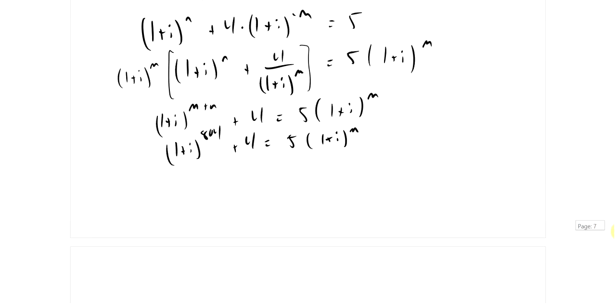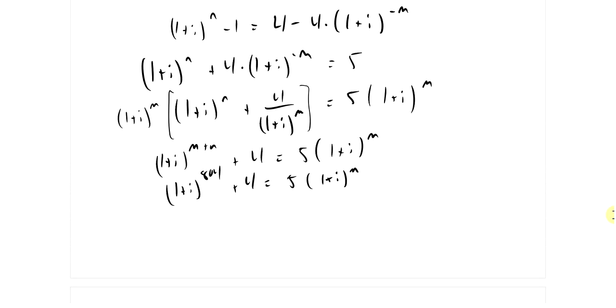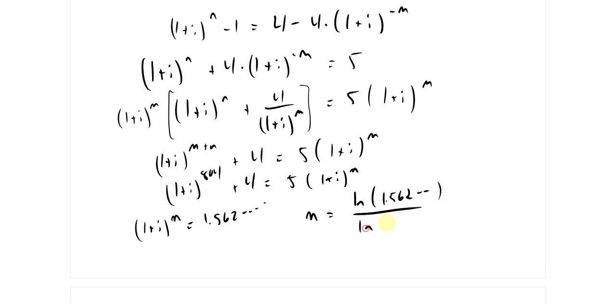Do I have any space left down here? Nope, I don't. So if you grind this all out, you get 1 plus I to the m equals 1.562... So take log of both sides, we get m equals log of 1.562... over log of 1 plus I, and so that is 269 months, which is 22 years and 5 months. That's how much time he spends retired.